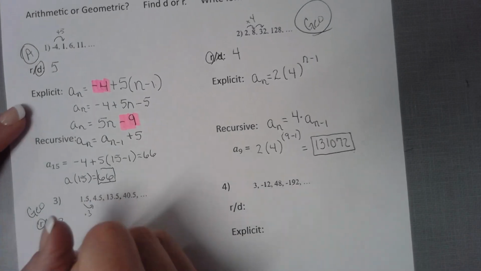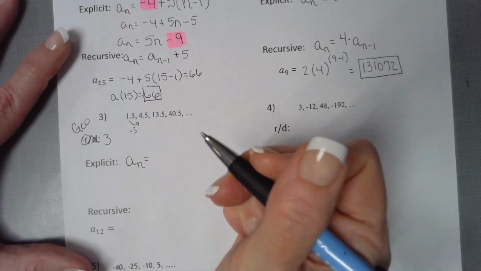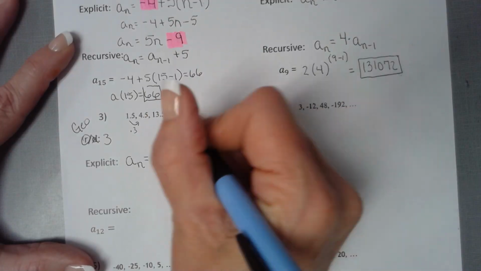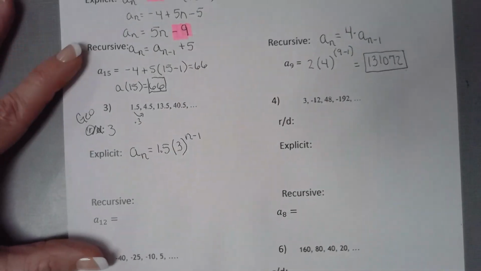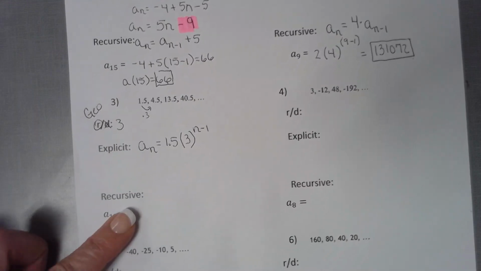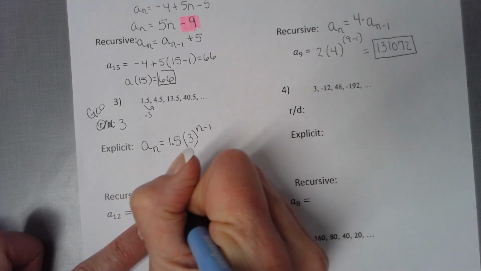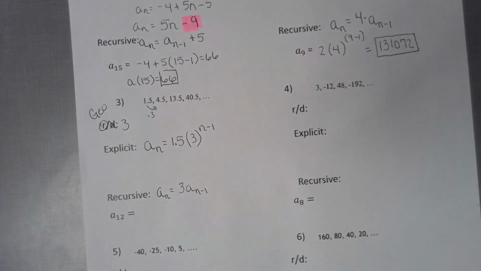Okay. Explicit. A sub n equals, first term is 1.5. My common ratio is 3 raised to the n minus 1. That's my equation. Recursive equation. A sub n equals 3 times a sub n minus 1. And all my recursive shows me is, if I want the value of the next term, I go back to the previous term and multiply it by 3.